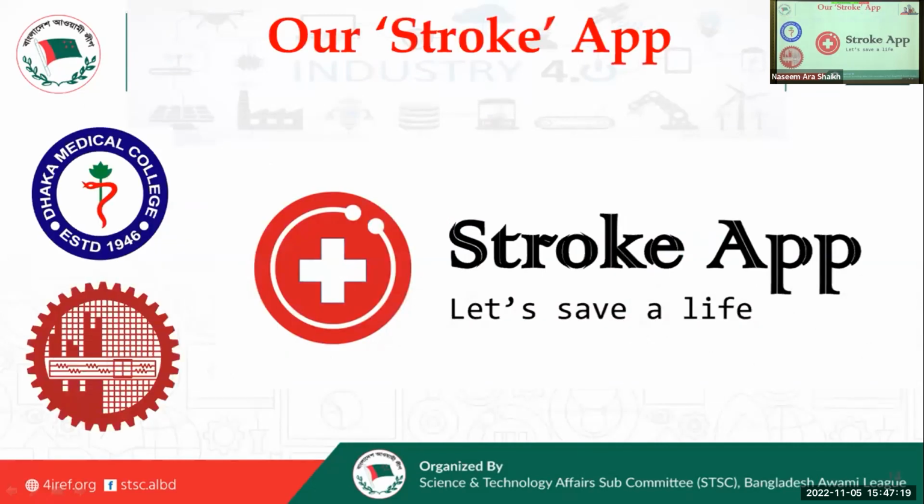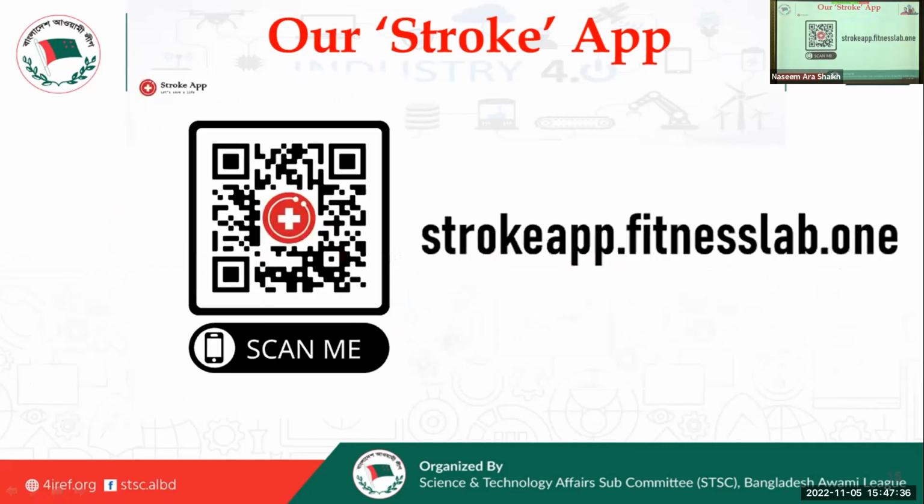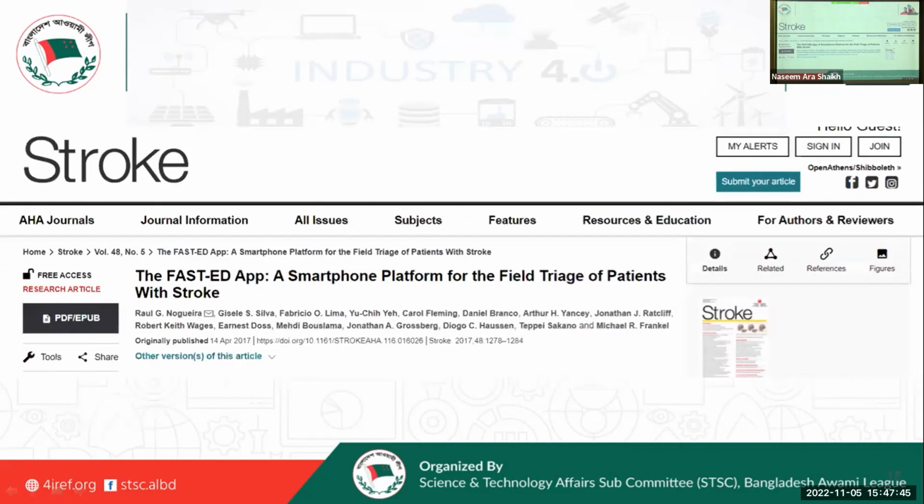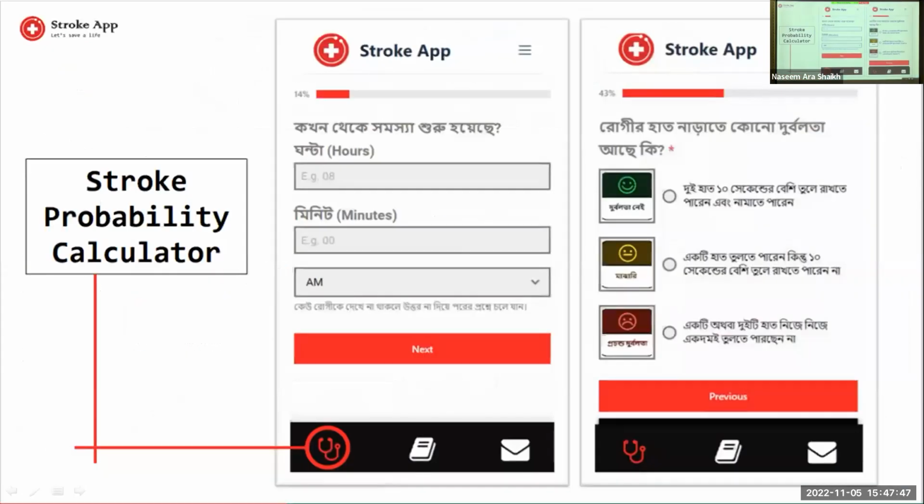So to mitigate this gap, in collaboration with BUET and Dhaka Medical College, we have developed a new application to do rapid diagnosis and triage of patients in Bangladesh. What does the app do? This is the QR code of the app, and there's the link. If you are interested, you can go there and try this application. It has a stroke probability calculator.